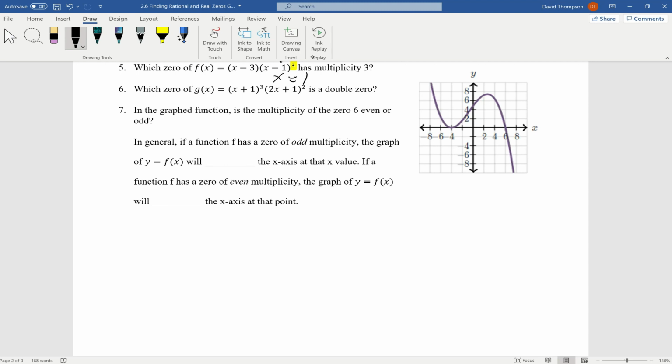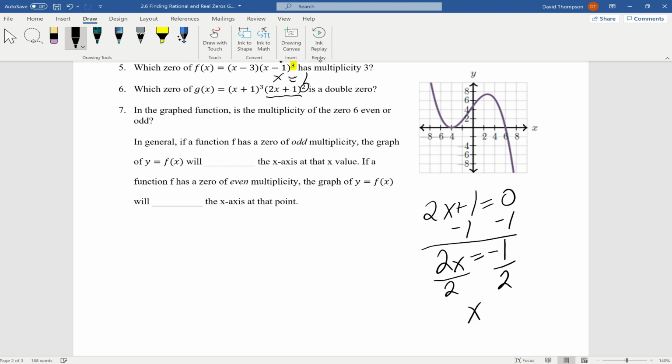6. Which zero of g of x equals x plus 1 to the third power, 2x plus 1 squared has a double zero? It's this zero here, so double means 2, so let's just quickly work that out at the bottom. 2x plus 1 equals 0. Subtract 1, subtract 1. So we have 2x equals -1. Then we'll divide by 2. We're left with x equals -1/2. So our answer for number 6 will be x equals -1/2, and we're done.